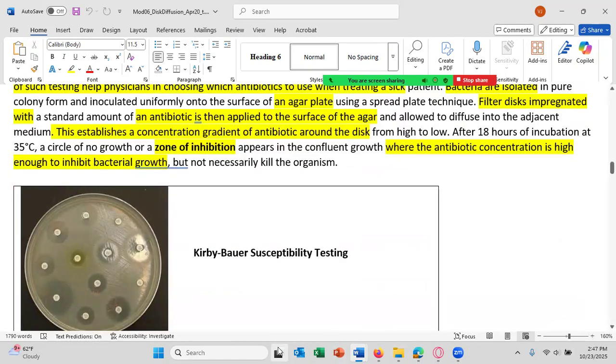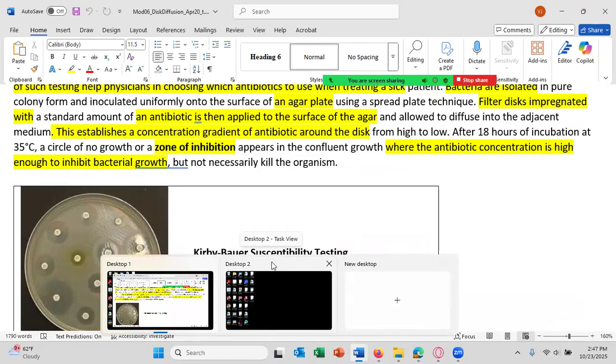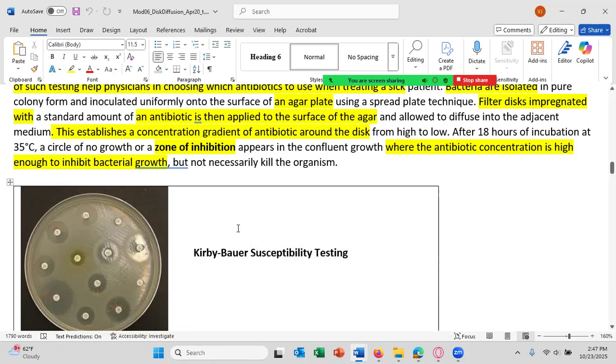The antibiotic will establish a zone of concentration around the disc, and some antibiotics will have no zone of inhibition like this one and that one. Others will have a slight zone of inhibition like that one, and maybe that's kind of slight too. And then others will have a large zone of inhibition like that one or that one.